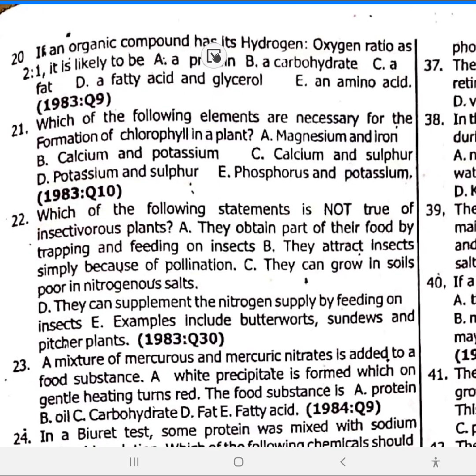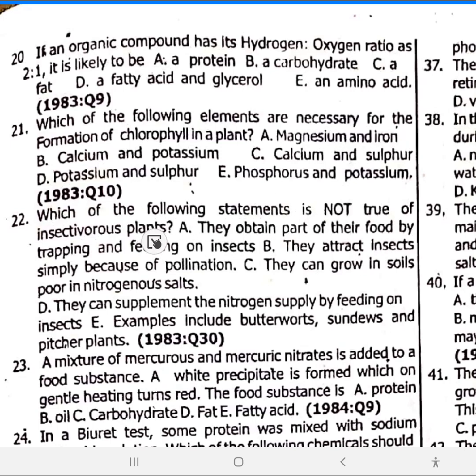So 20. If an organic compound has its hydrogen to oxygen ratio as 2:1, it is most likely to be a carbohydrate. Carbohydrates have their carbon, hydrogen, and oxygen ratio as 1:2:1. 21. Which of the following elements are necessary for the formation of chlorophyll in plants? Don't forget to say magnesium and iron. 21 is option A.